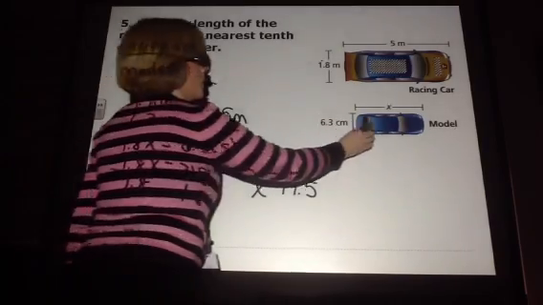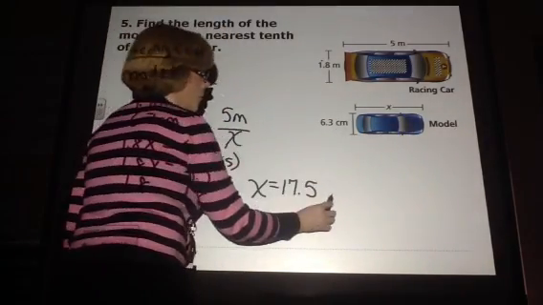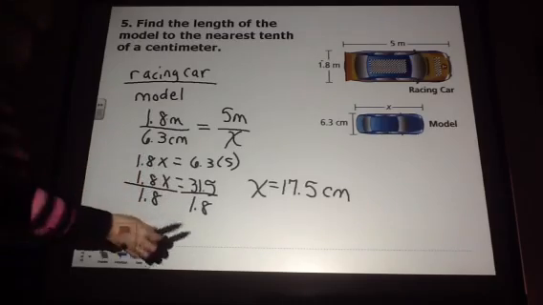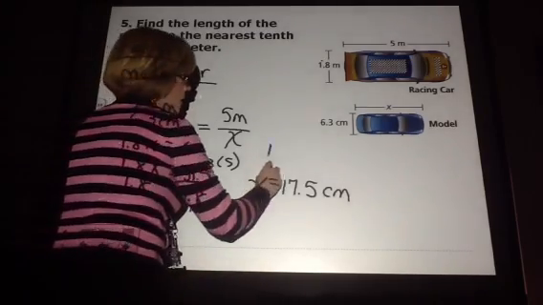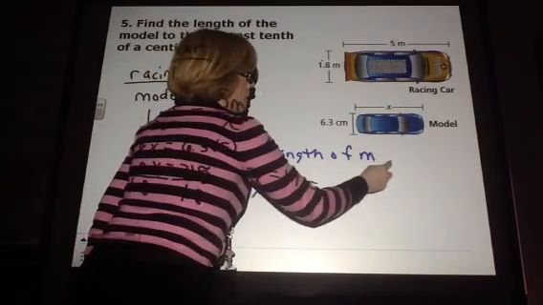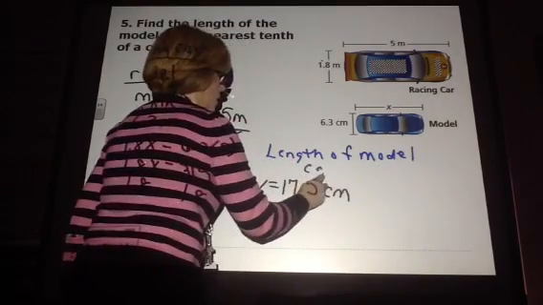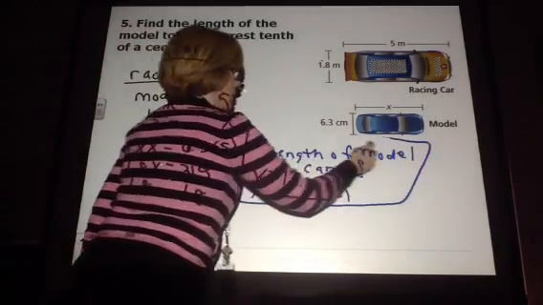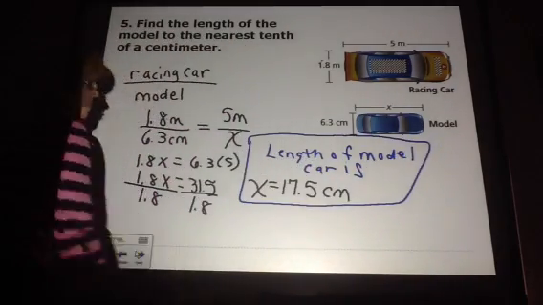X represents the length of the model. The measurements for the length of the model are centimeters. And we're trying to find the length of the model. So, length of model car is 17.5 centimeters.